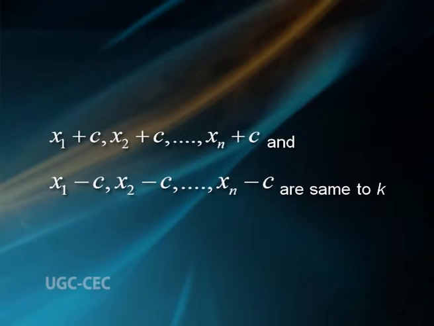Note 1. The addition or subtraction of a constant from every observation of a set makes no change in the standard deviation of the set. That is, if the standard deviation of the observations x1, x2, etc., xn is k, then for a constant c, the standard deviation of the values x1 plus c, x2 plus c, etc., xn plus c and x1 minus c, x2 minus c, etc., xn minus c are the same, equal to k. 2. Multiplication of every observation by a constant will result in the multiplication of standard deviation also by that number.